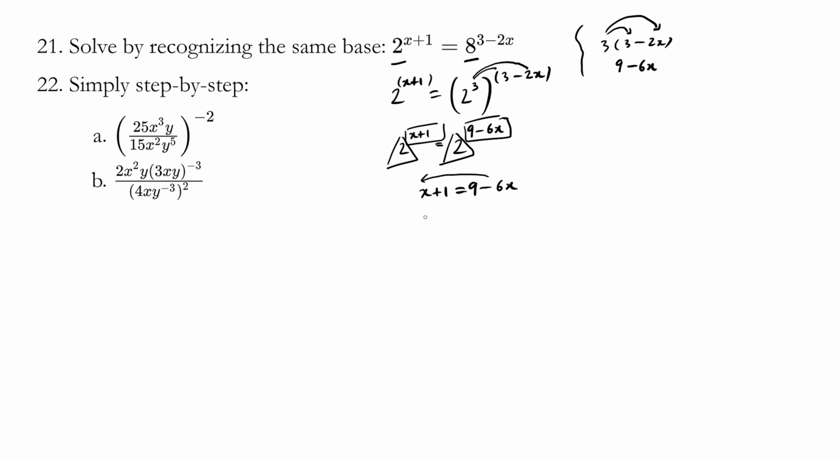We throw the 6x over. 6x plus x is going to be 7x. Negative 6x, when you throw it over, becomes positive 6x, and 6x plus x is 7x. I'm going to throw the positive 1 over, which becomes negative 1, so we get 8. Divide both sides by 7, you have 8 over 7. That's your answer.